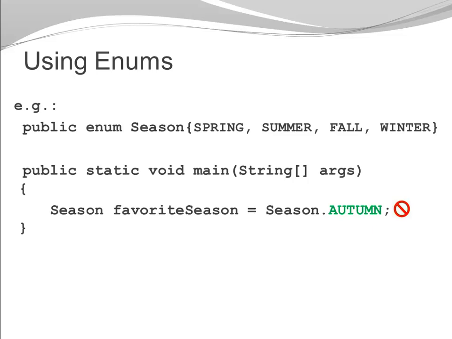If I would try to access AUTUMN, I would get a compile-time error, because AUTUMN was not one of my predefined choices. The moment I want to assign a value to a variable of type Season, it has to be one of my limited predefined constant choices. By the way, all those choices have to be uniquely different, no doubles there.